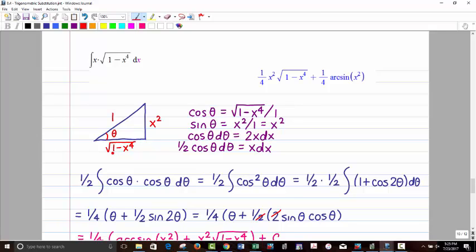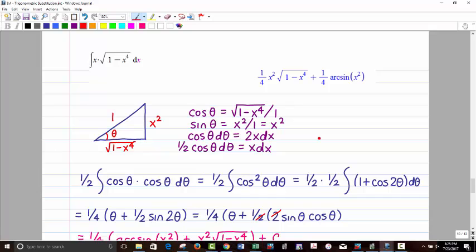I don't always like using 1 because you could actually get away with forgetting to take the square root and still get it right. But that 1 in the hypotenuse is technically the square root of that 1. Square root of x to the fourth is x squared. So let's see what we have. So cosine theta will be adjacent over hypotenuse. So cosine of theta will be the square root of 1 minus x to the fourth. Sine of theta will be x squared over 1. So sine of theta is x squared.